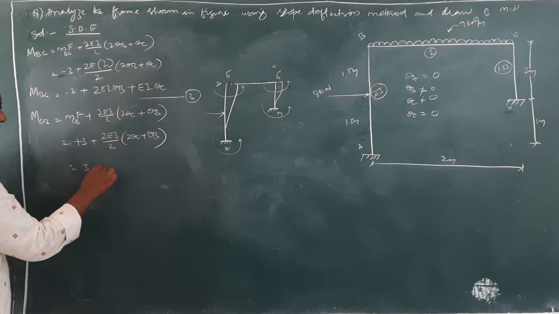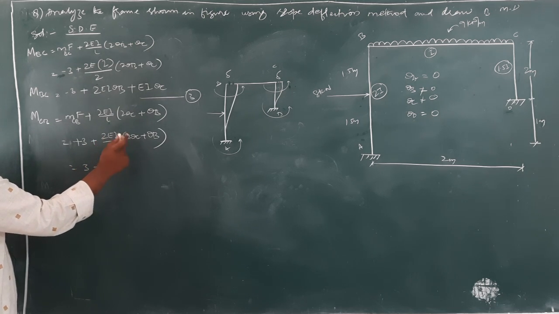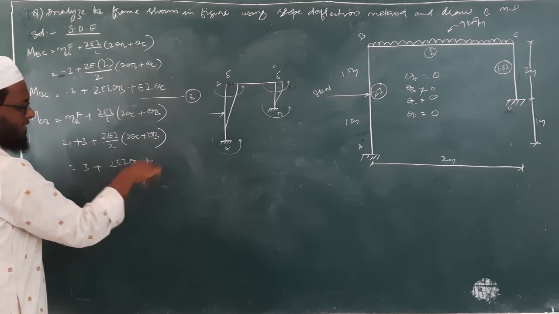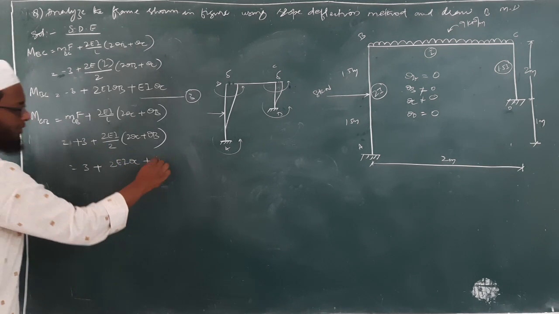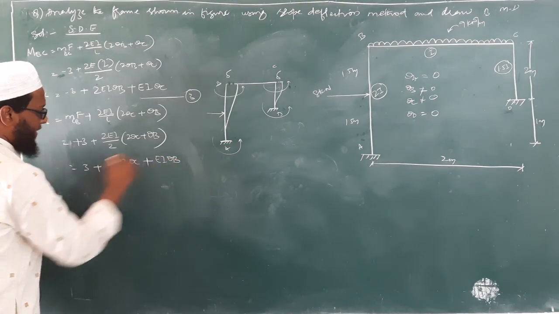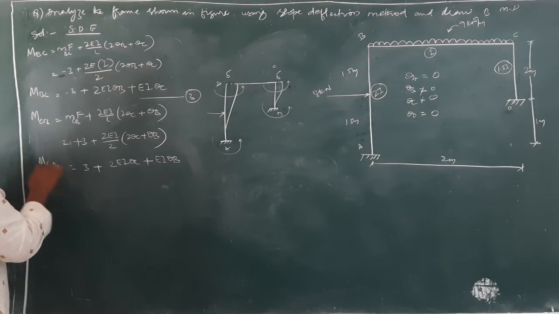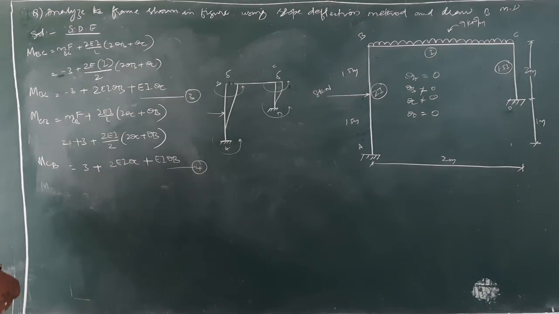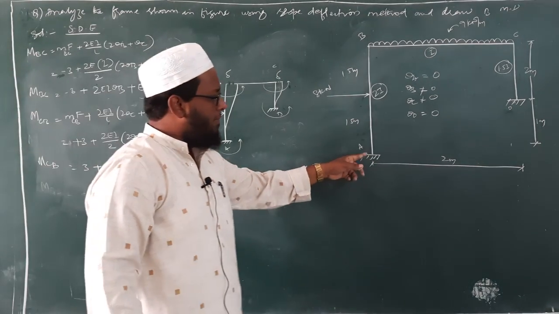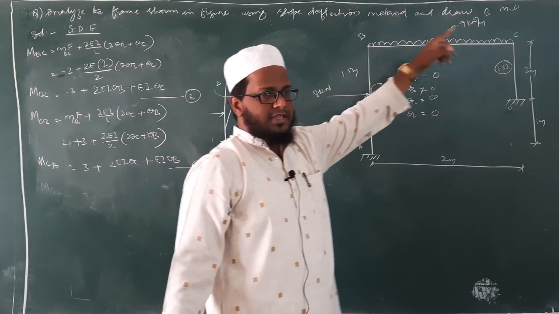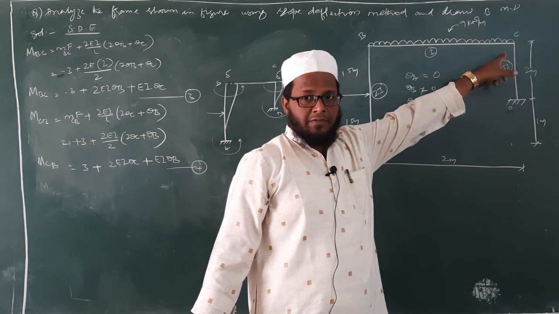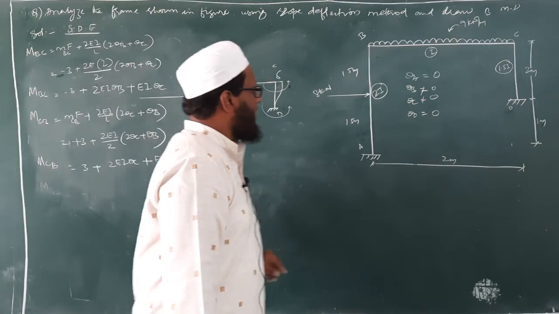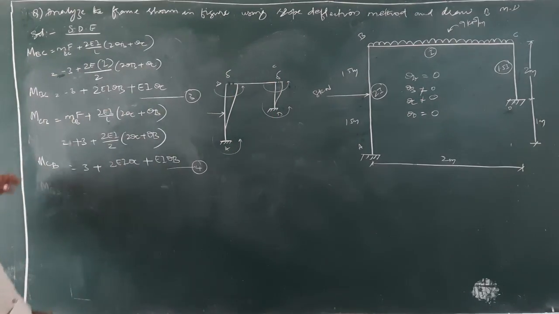I will write here plus 3 plus 2 into 2, 4, 4 by 2, 2EI theta C plus EI theta B. This is MCB. Equation number 4. Now we have finished span AB, MAB, MBA, MBC and MCB. Now we are left over with MCD and MDC. Okay. Right. So copy down this one.